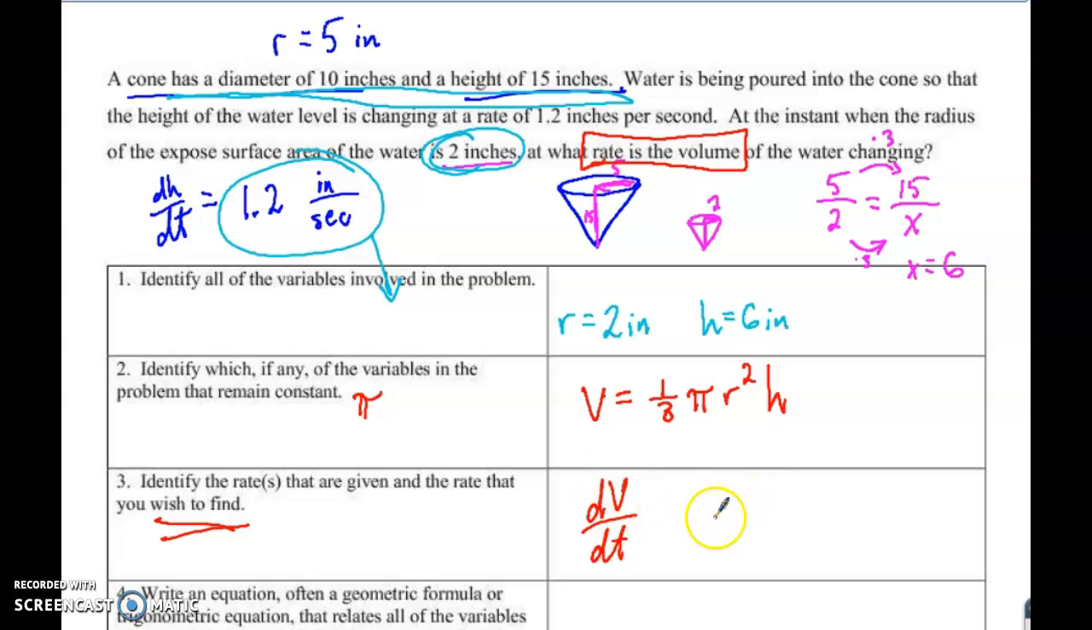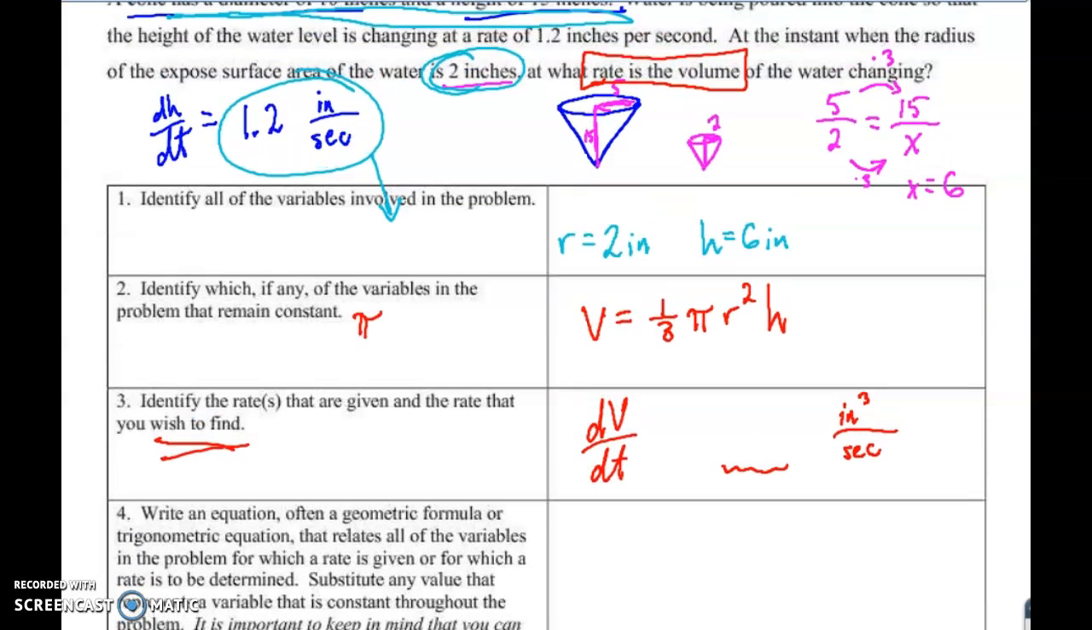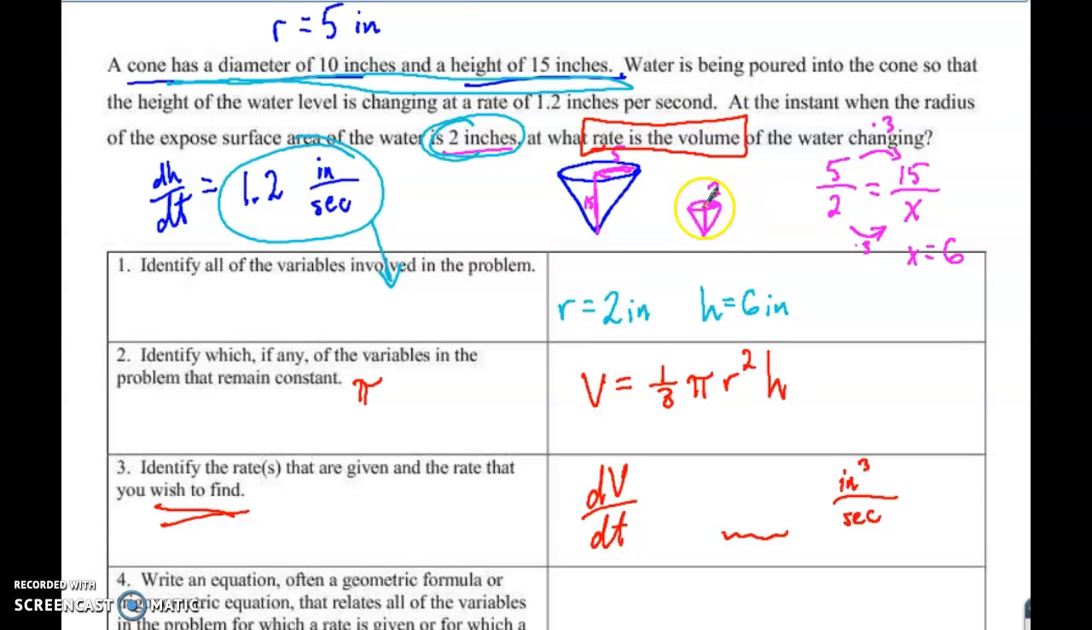Remember your units on this, so let me just put a squiggly blank there. It should be in cubic inches per second. So as we look at this problem then, we know dH dt, but we don't really know what dr dt is in the problem. But what we do know, stick with me here, is something's a constant, isn't it? There's definitely a connection between the radius and the height.